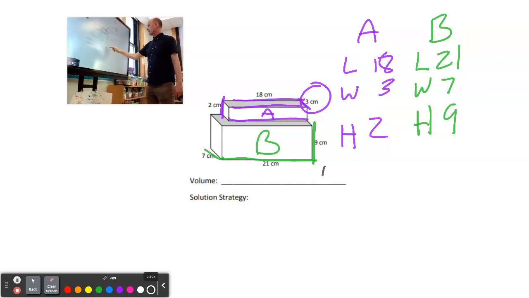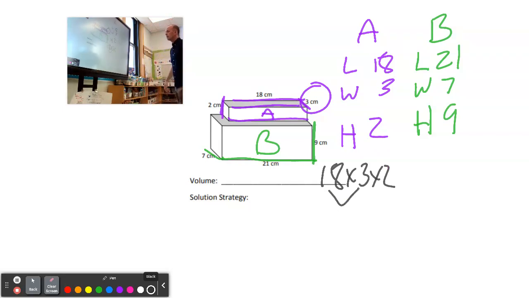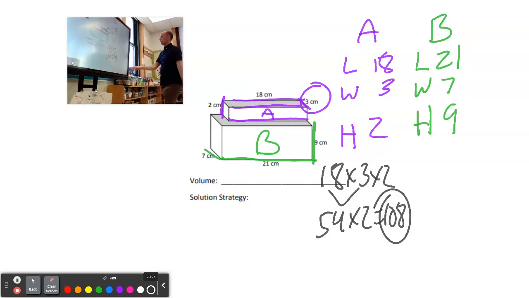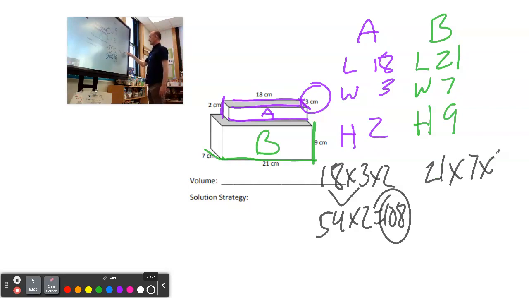So we're going to do 18 times 3 times 2. And that's going to be, who can beat me? 54 times 2, who can beat me? 108. All right. And here, 21 times 7 times 9. All right. Who can beat me? 21 times 7 is 147. Good job, guys. Whoever beat me.